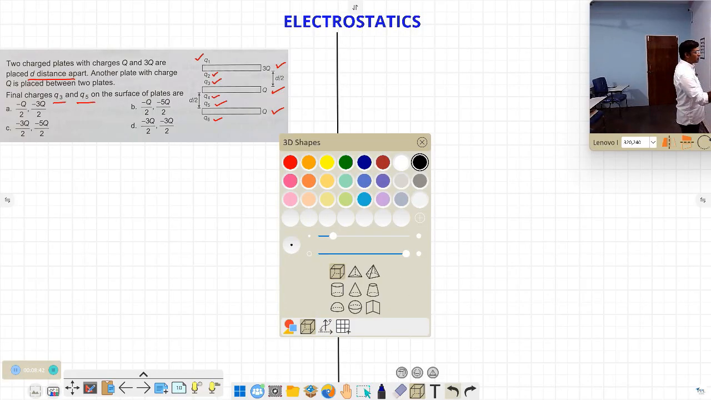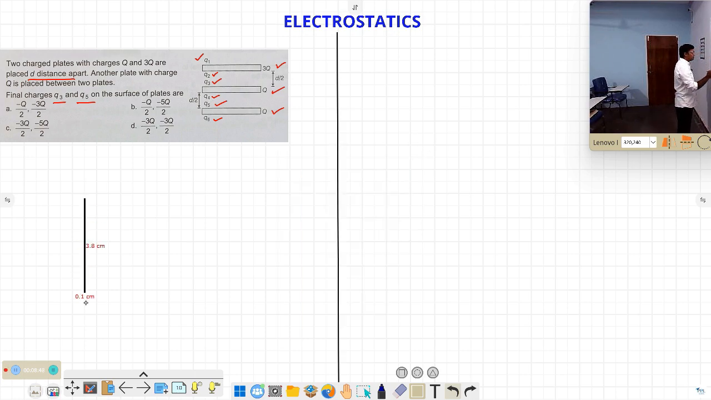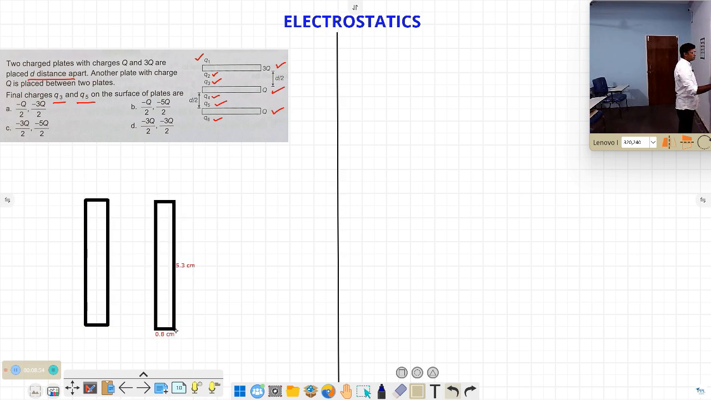So how many rods are given? Here 3 rods are given, as you're looking in the diagram. So I'm arranging the 3 rods as you're looking here. This is the first rod, and this is the second rod, and this is the third rod.